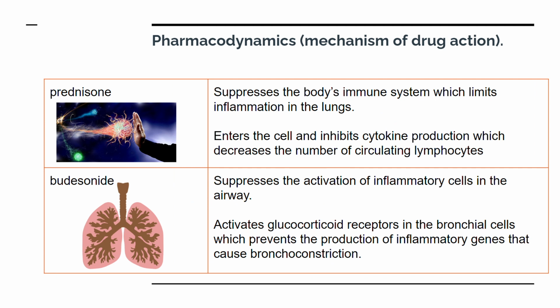Budesonide works by suppressing the activity of inflammatory cells in the airway. It does this by activating glucocorticoid receptors in the bronchial cells, which then prevents bronchoconstriction.